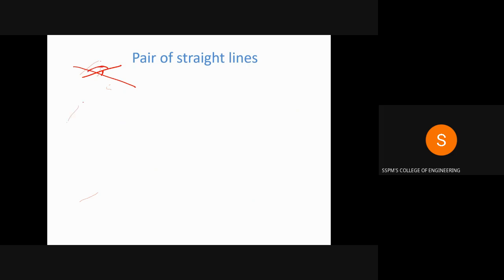The angle is given by tan theta. The angle between them, if theta is the angle between a pair of straight lines, then tan theta is equal to, how is it given? It is given by 2 root h square minus ab divided by a plus b. That is how the angle between two lines is given.